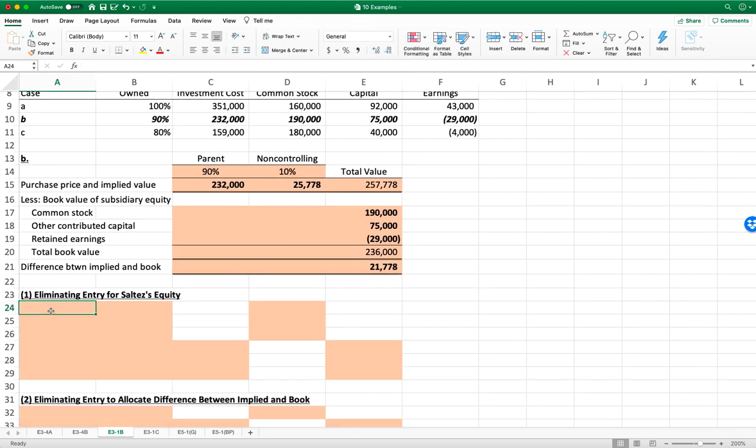So again, let's practice using our computation and allocation of differences schedule to make our eliminating entries. We're going to start again with our own investment. So we need to eliminate our own investment, which was an asset account. So in order to get rid of that, we are going to credit investment in S. And we recorded it at $232,000. So that's the amount we need to get rid of. We're then going to get rid of our subsidiary equity accounts. So our subsidiary had common stock and other contributed capital.